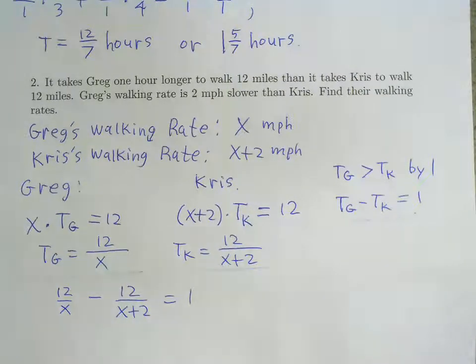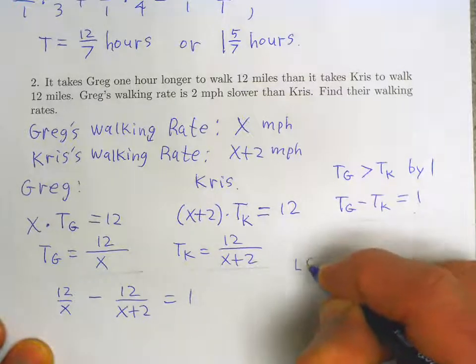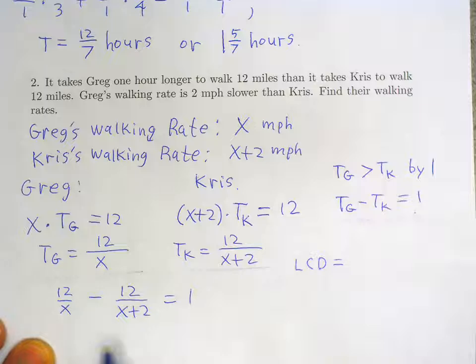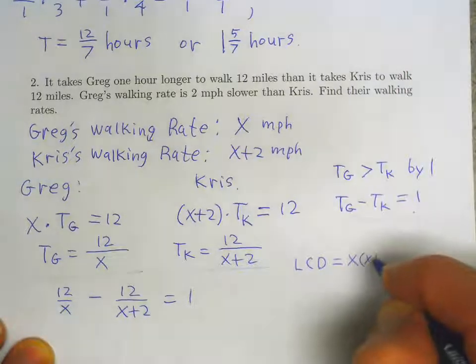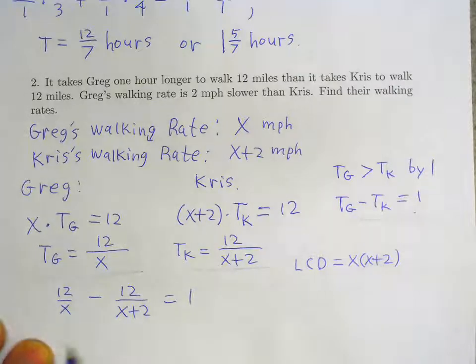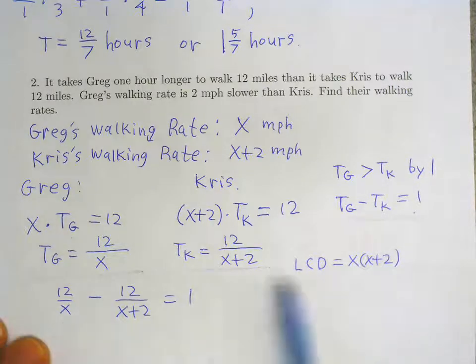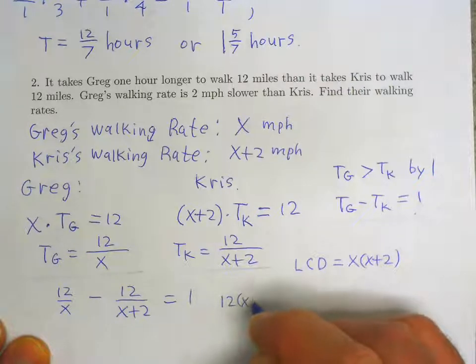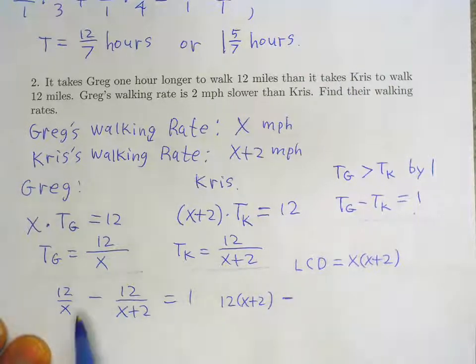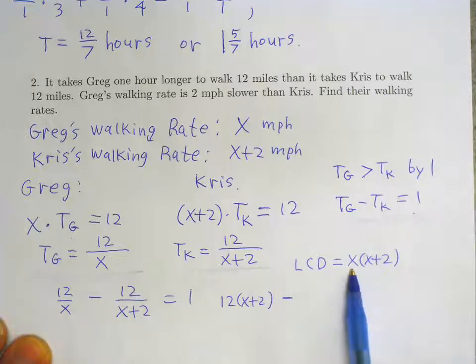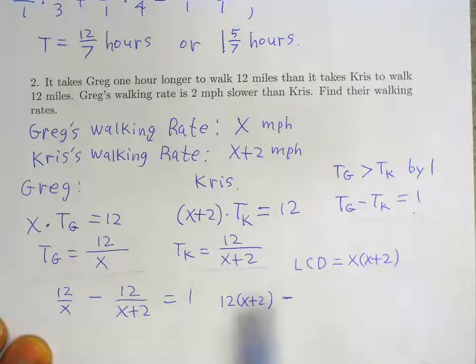Okay, so we now have an equation with rational expressions. The variable that we want to solve for is in the denominator. Okay, so we multiply every term on both sides by the least common denominator. The least common denominator is x times x plus 2. So multiply 12 over x by x times x plus 2. The x's are going to cancel, and we'll be left with 12 times x plus 2. And then we're going to subtract 12 over x plus 2 times x times x plus 2. This time the x plus 2 factors cancel, so we'll be left with minus 12x.